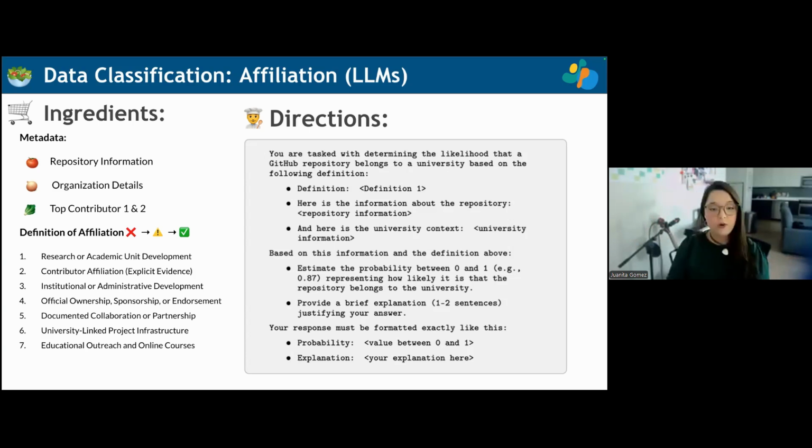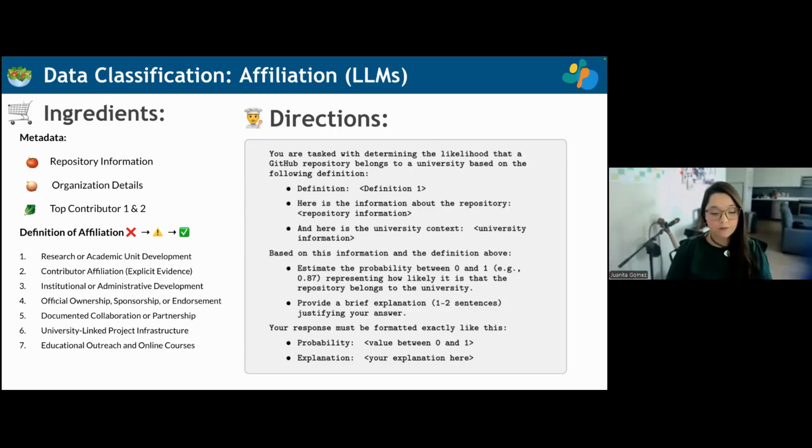And then I basically just built a prompt where I pass the metadata of the repository, plus the definition of affiliation, plus the university information. So all the keywords that I had shown you before, the name, the acronym, the email, and the alternative names. I pass all of this to an LLM and I ask the LLM to estimate a probability between 0 and 1 that represents how likely it is that the repository is affiliated to the university, and a brief explanation, just for me to understand in some of these cases where it goes wrong, why it goes wrong.